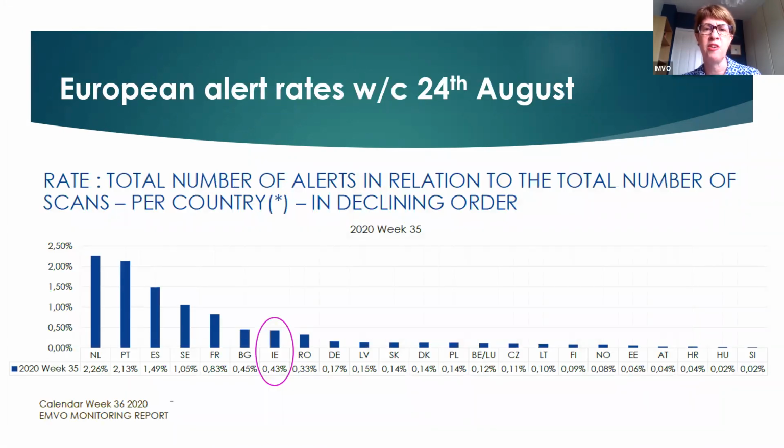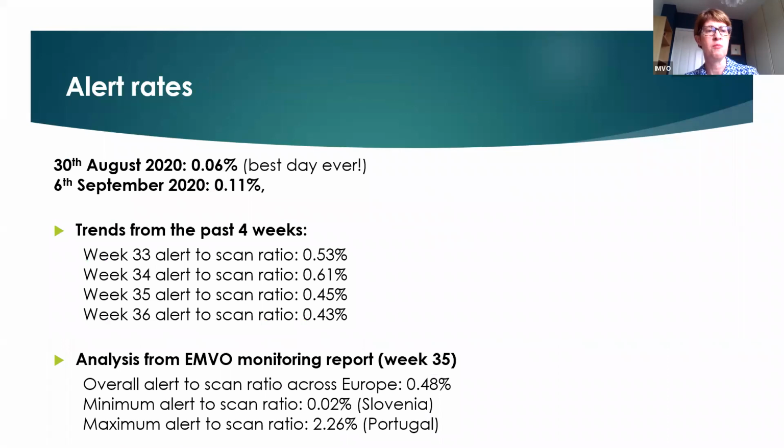Now, we look at the European alert rates week commencing the 24th of August. You can see we're relatively high overall in Europe. So our Dutch colleagues were the highest on that day, and our Slovenian colleagues, Hungarian colleagues, Croatian and Austrian colleagues, they were very low in that period. So obviously we're keen to get down to the levels that we see at the bottom end of that graph. Looking at the numbers, we had our best day ever on the 30th of August. We were at 0.06%.